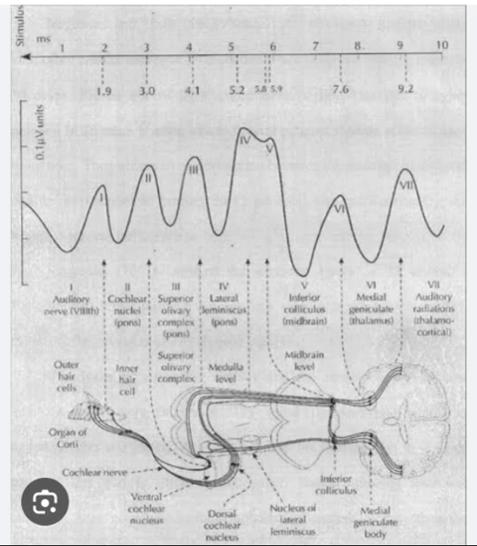Wave 2. Following wave I, wave 2 is the first negative deflection observed in the BERA waveform. It reflects the activation of the cochlear nucleus, which is the first site of synaptic processing in the auditory pathway. Wave 2 is generated by the excitatory postsynaptic potentials of the cochlear nucleus neurons in response to the auditory stimulus. It typically appears around 2 to 4 milliseconds after the stimulus onset.